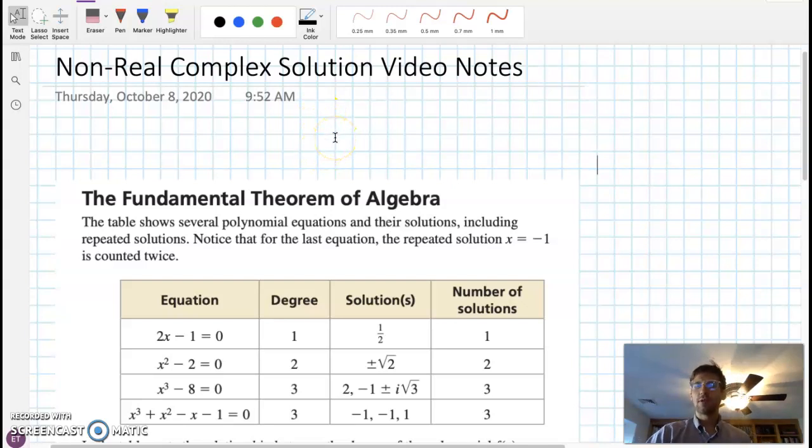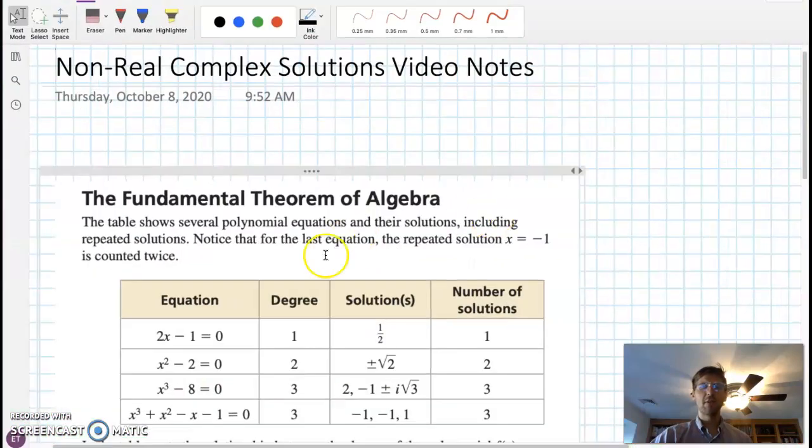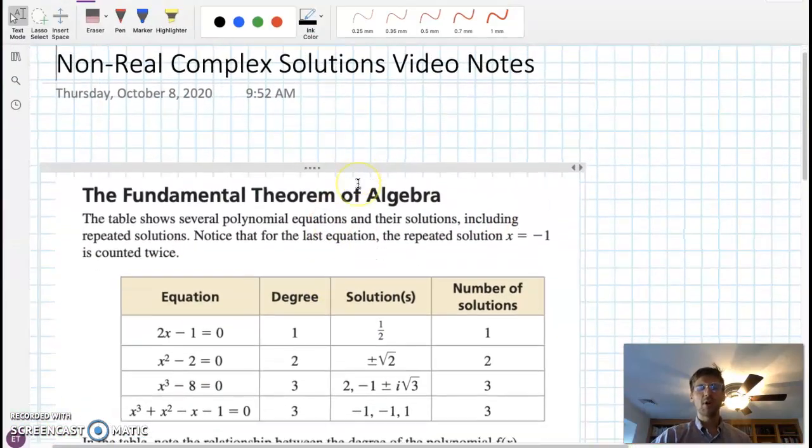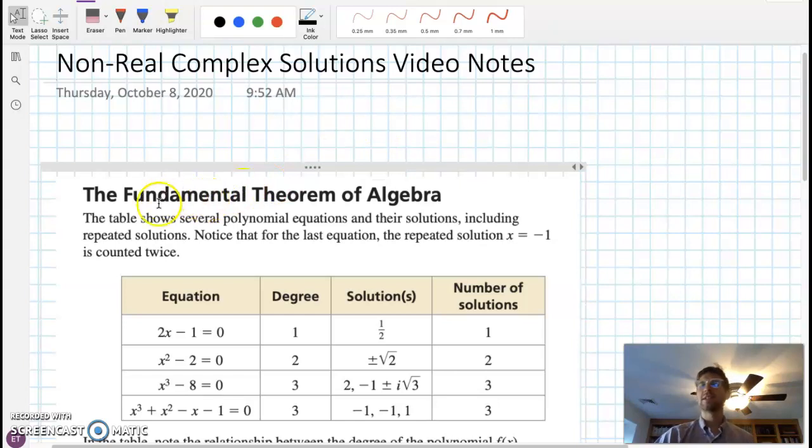I was getting a lot of questions about the non-real complex solutions, I should say. Let me add an S there. And how it came up in that Desmos activity from yesterday. So I want to talk a little bit about when we first started discussing the fundamental theorem of algebra, many of you had the basic understanding that, if we're just thinking in the realm of real zeros, the maximum number of real zeros is equal to the degree, which is true.